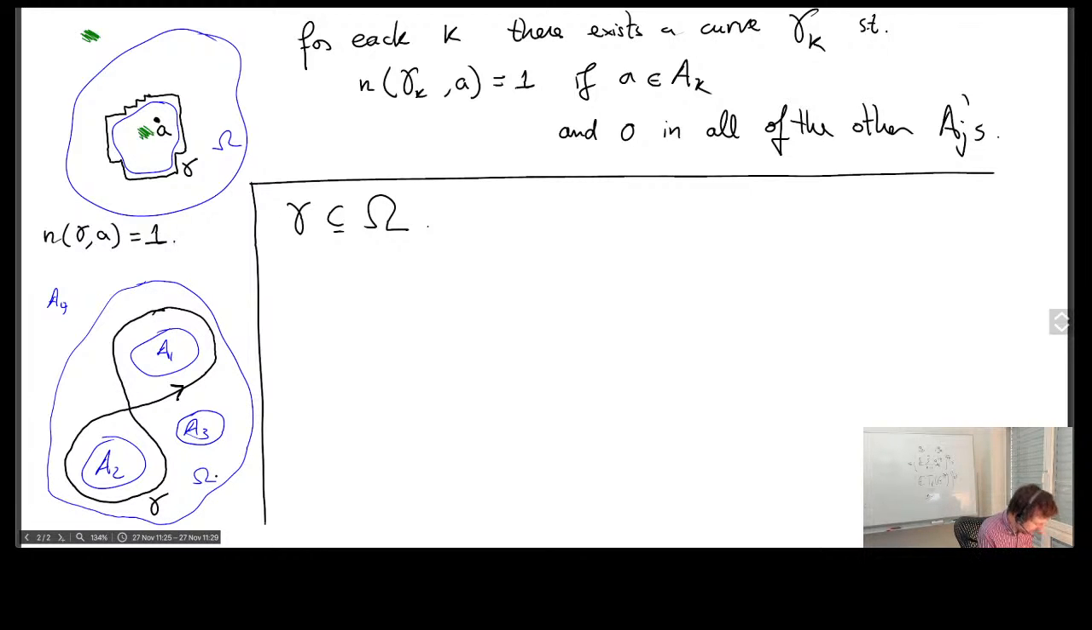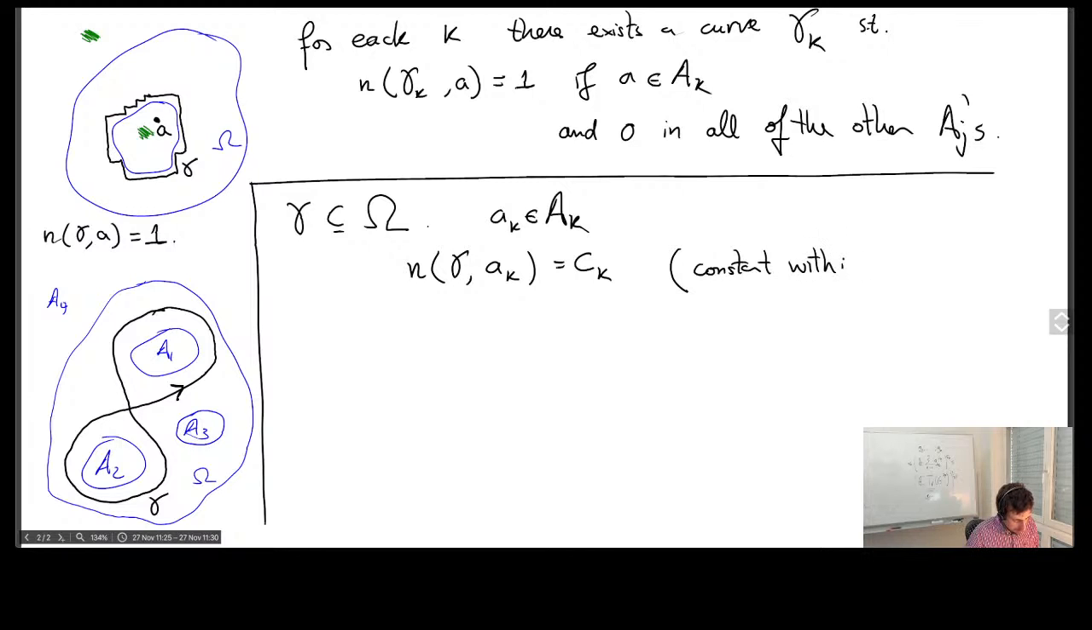Let's say this is my curve. So I grab my curve, and now I pick AK, inside AK. Now this curve will have some winding number, let's say this winding number is CK. This winding number is constant within each region, it's constant within AK.